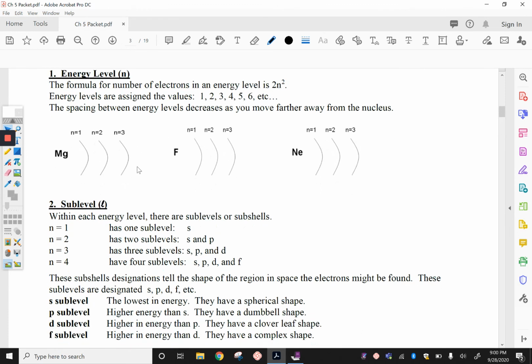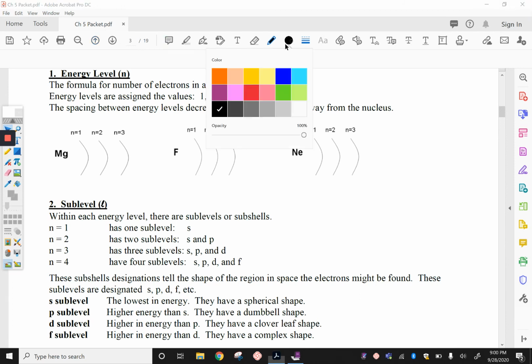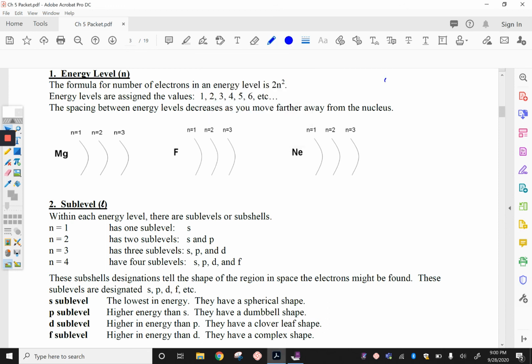So let's look at magnesium. If you look at a periodic table, magnesium has 12 electrons total. If we wanted to know which energy level each of those electrons are in, we would say, well, the first energy level holds up to 2 electrons. So there are 2 electrons somewhere in that first energy level. The second energy level holds up to 8 electrons. So there are 8 electrons in the second energy level somewhere. And then the third energy level holds up to 18 electrons, but we only need 2, right, to reach a total of 12 electrons. So of these 12 electrons, 2 of them are in the first energy level, 8 of them are in the second, and 2 of them are in the third energy level.